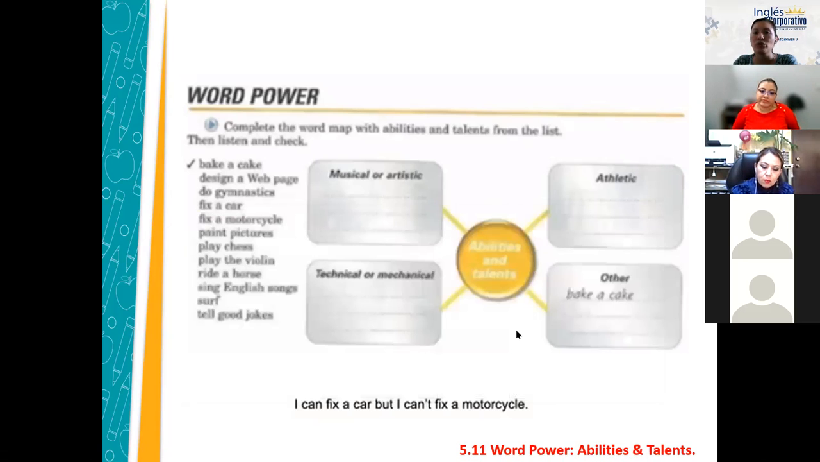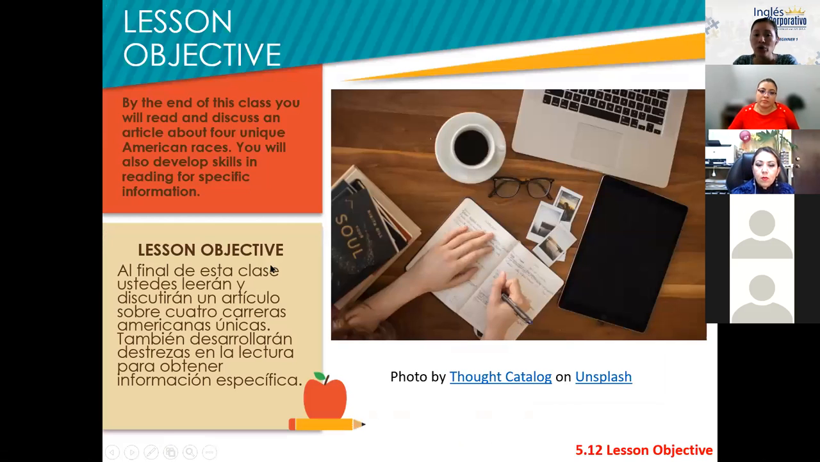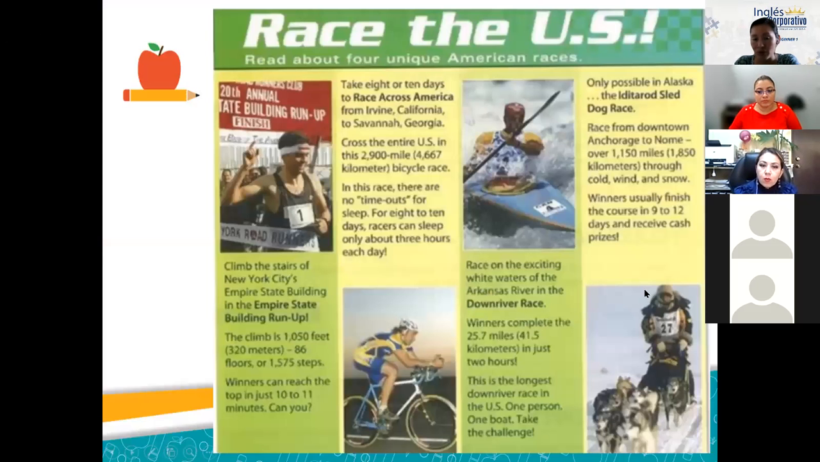After this, right, you find another objective, which is the last one. It says by the end of this class, you will read and discuss an article about four unique American races. You will also develop skills in reading for specific information, right? So reading skills are very, very important, right? Creo que en español nosotros somos así, ¿verdad? También. Sentimos que hay tal vez una forma en la que rapidito escaneamos la información, you skim it, ¿verdad? Usted rapidito la revisa solo para tener una idea de qué se va a tratar.